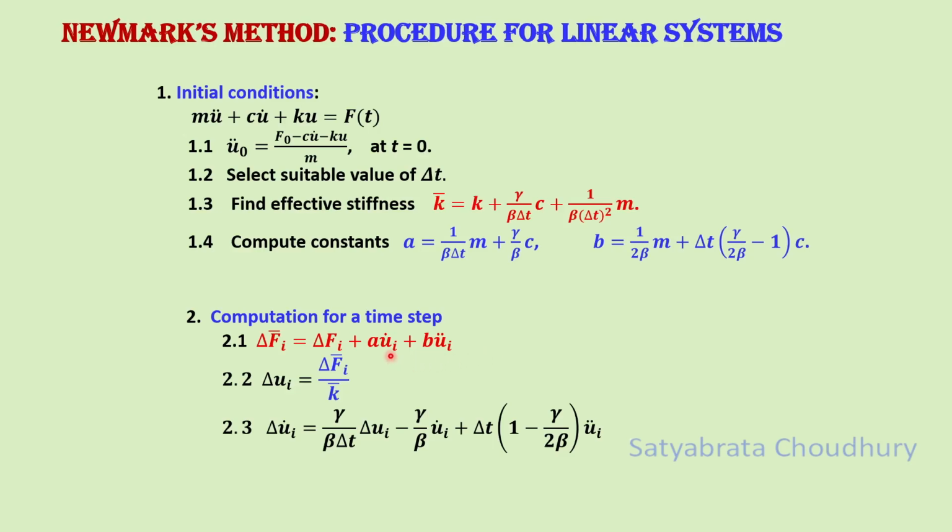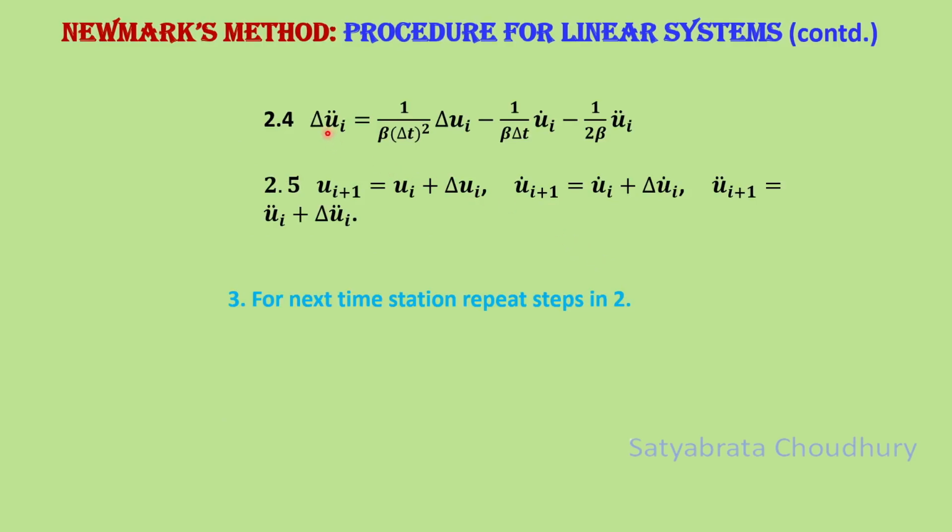and involving velocity and acceleration. So we have the effective stiffness here in this expression and we have the effective force in this expression. If we divide this we get the displacement. So delta Ui equals delta F bar i divided by K bar. Similarly, velocity is given by another expression as shown here in 2.3. Then for acceleration increment, delta Ui double dot, another expression is there. Now you have got all the incremental values of displacement, velocity and acceleration.